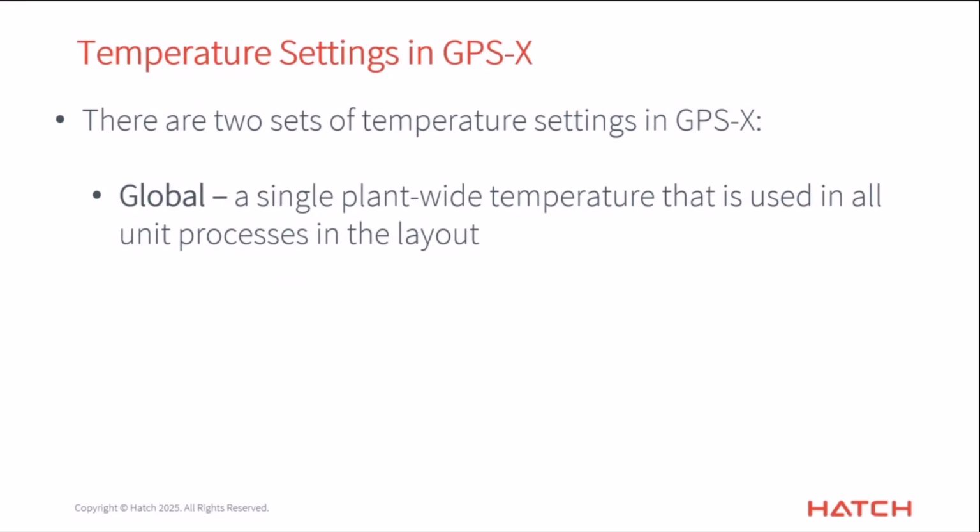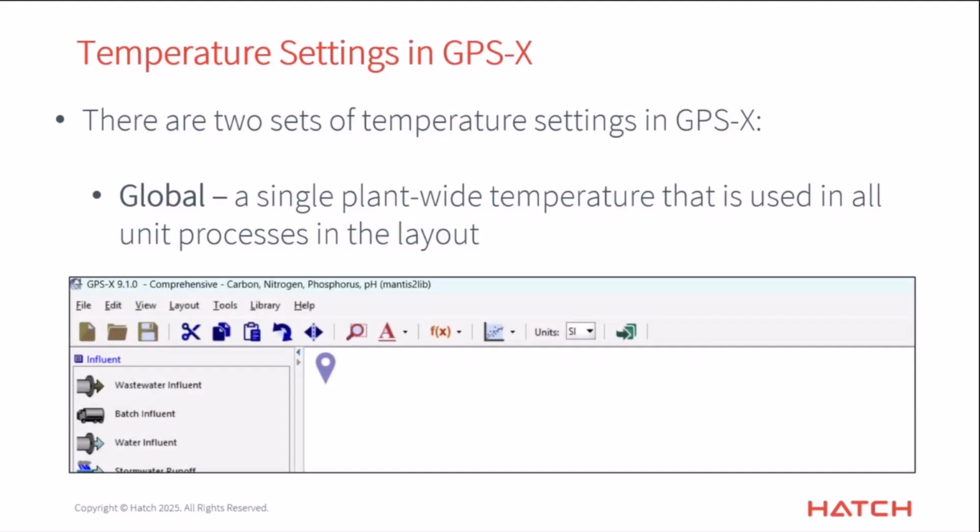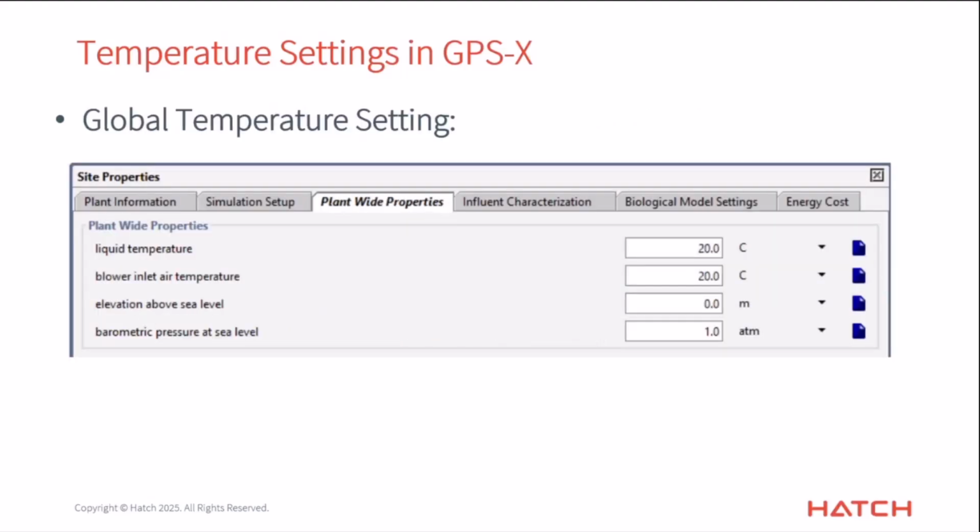Okay, so as I mentioned, we have two different ways of setting the temperature in your layout. We have the global setting, and then we have a local setting. The global temperature setting is essentially one single temperature for the entire plant. It is going to be used by all of the different unit processes in the layout, meaning that it is a constant across the length of the treatment process. That is accessible right here from that pin in the upper left-hand corner of your drawing board. This is the Site Properties menu, and when you click on that, it brings up this menu for you, and it has many tabs.